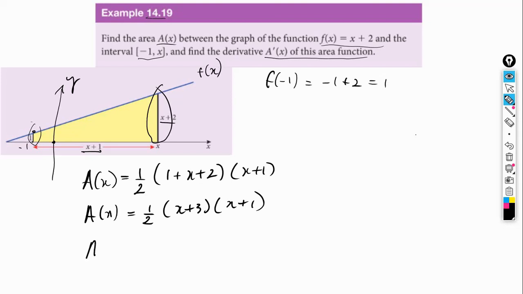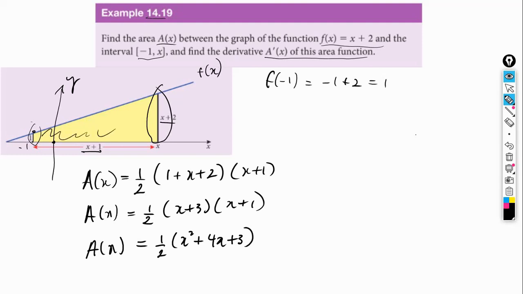And then we get that the area function is going to equal, in the end, 1/2 times (x squared plus 4x plus 3). So this is the area function that will give us this area here.